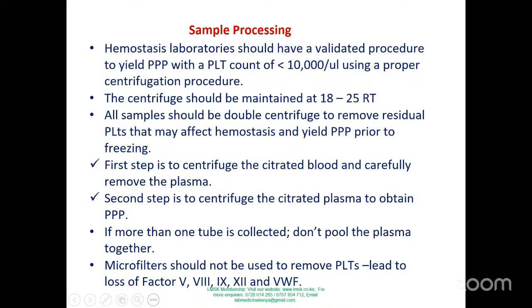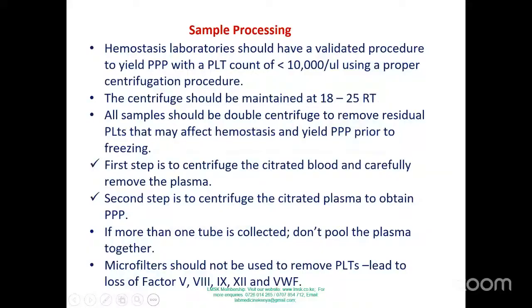And then the second step is to centrifuge the citrated plasma. Now you centrifuge whatever you removed, you spin it again to obtain your platelet poor plasma. Then you can validate by running it and seeing what amount of platelets it gives after this procedure. If it is less than 10,000, then that procedure is successful and you can maintain that. Then you freeze your sample at -80 if you will need it for longer storage, but if it is just a shorter storage, you can freeze at -20.